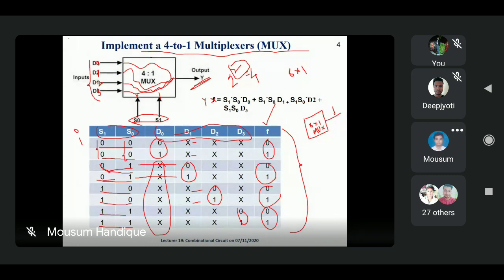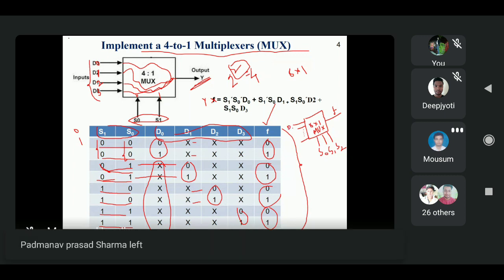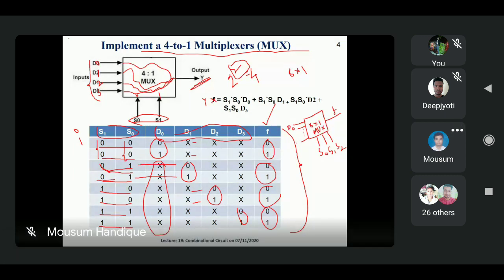So it always produces only one output, that is F. The selection lines are S0, S1, and S2, and the input lines are D0 to D7. This is the 8 into 1 multiplexer.